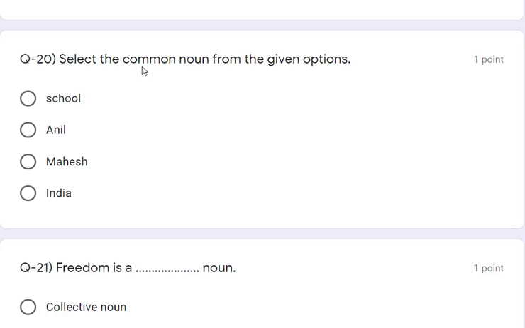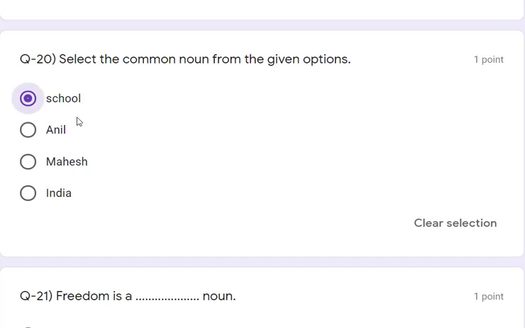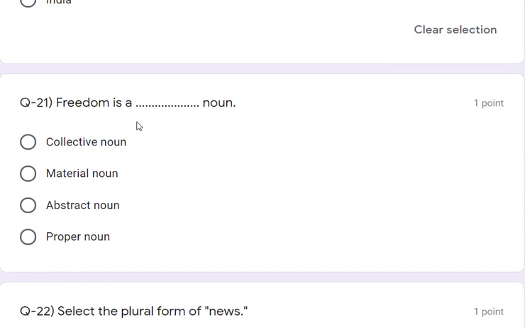Question number 20, select the common noun from the given options. What do we need to select? Common noun. School, Anil, Mahesh, India. Anil, Mahesh and India are proper nouns. So school is the correct answer.